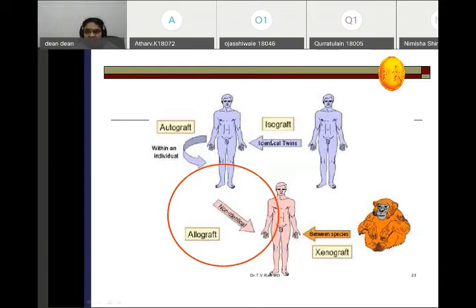When the tissue is grafted between two non-identical members of the same species, it is called an allograft. And when the graft is between two different species, it is called a xenograft. So usually allograft rejection occurs because of HLA antigens. What are these HLA antigens?